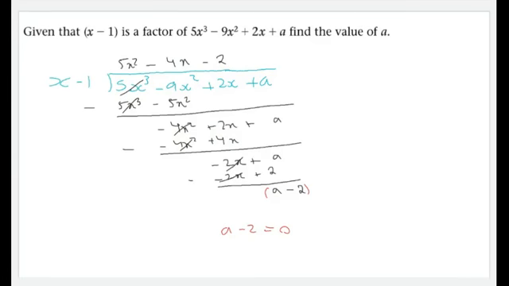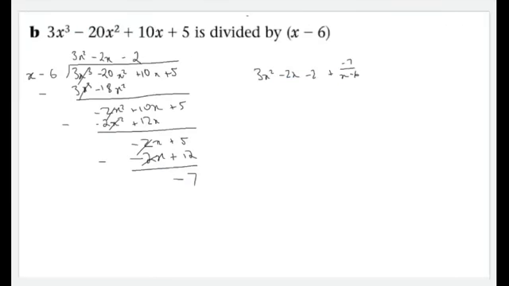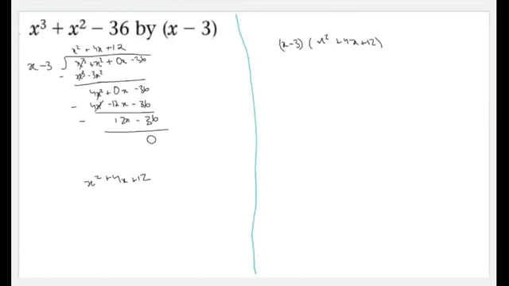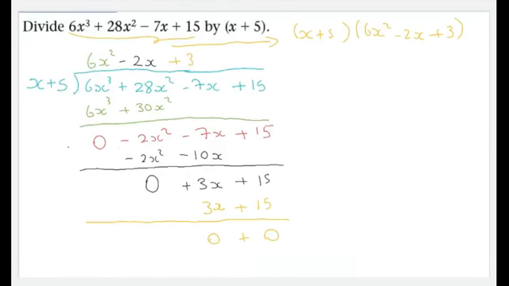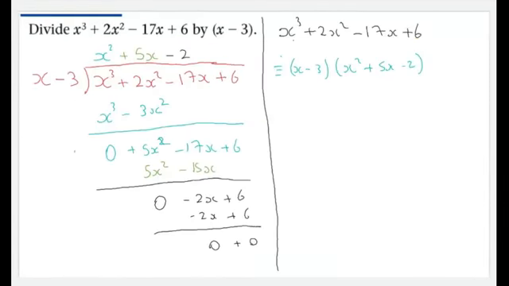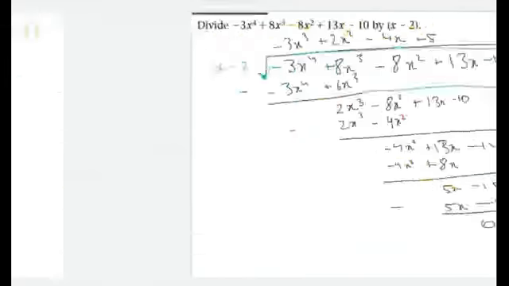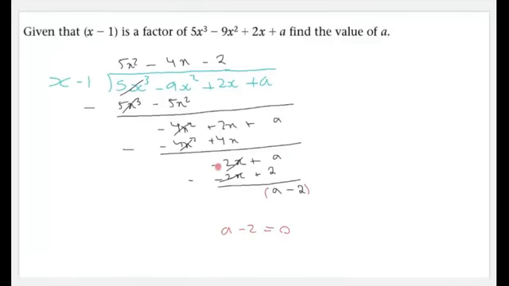Because you know how with all the other ones where they were factors, if you look back at the previous examples, they ended with 0 every time. Slide 7 ended with 0. Slide 6 ended with 0. Slide 5 ended with 0. Slide 4 ended with 0. Slide 3 ended with 0. It's suggesting that they were factors. So this one as well, it ends with a minus 2, but we know that it must end with 0. So then that means a has to be plus 2. Indeed.